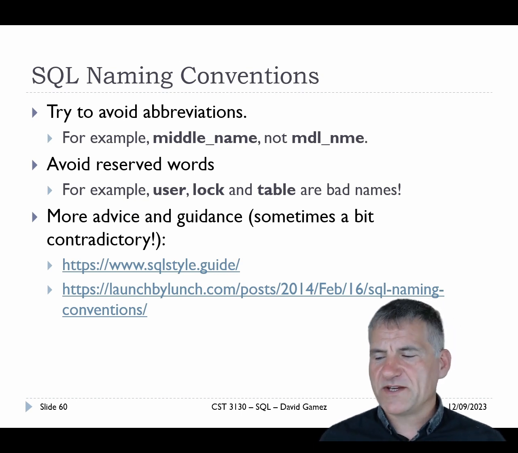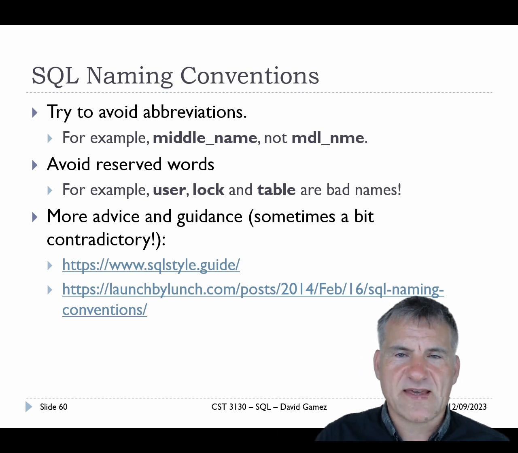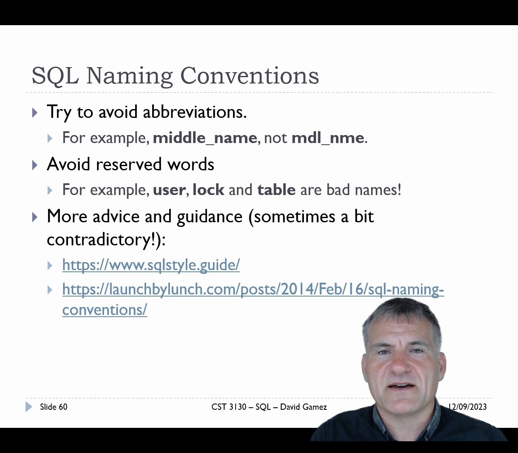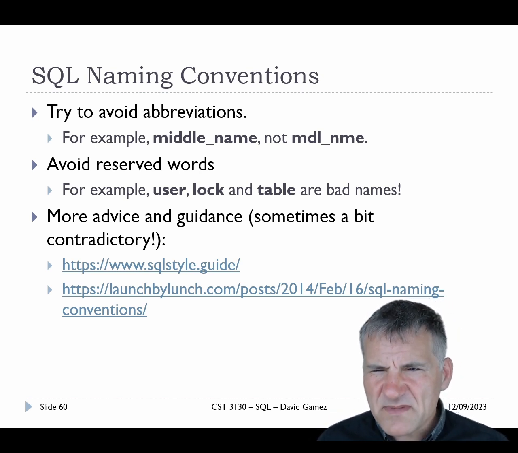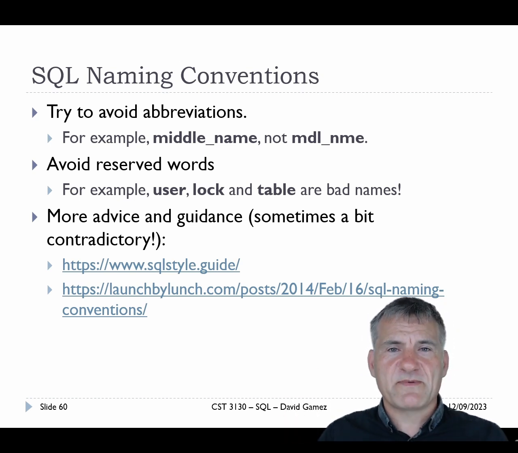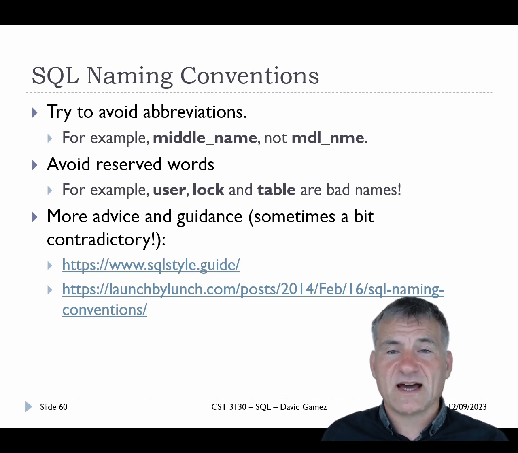Try not to use abbreviations. You might think it's cooler to use MDL, NME, but someone reading that who is not familiar might think it means something else. And I bet if you come back to that a year later and look at it, you'd be like, MDL, NME, what on earth does that mean? Whereas if you write middle name, sure, you've got to type a few extra characters, but the code will be that much more maintainable and it'll make your life and other people's lives that much easier.